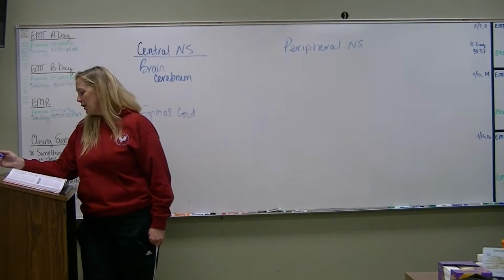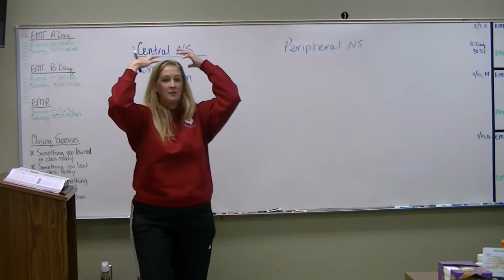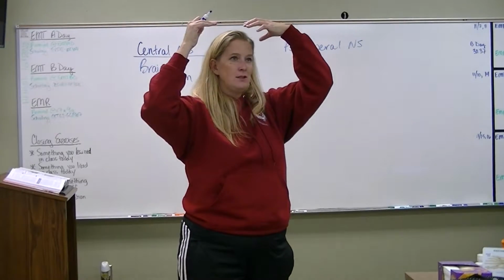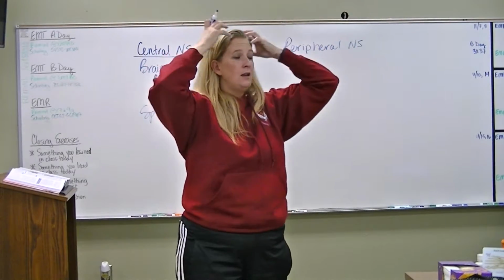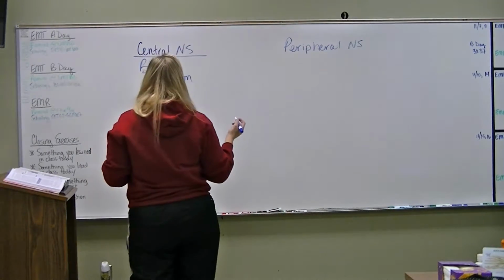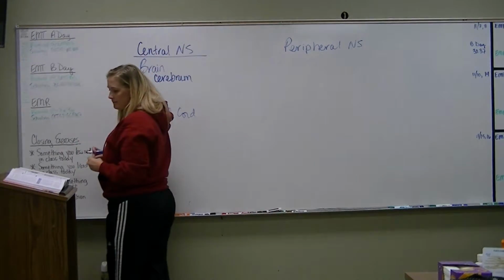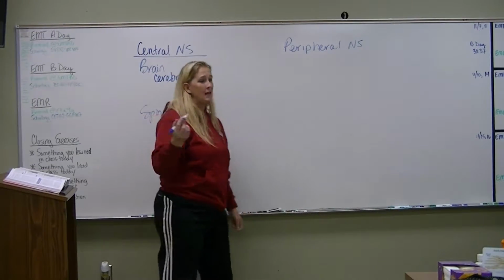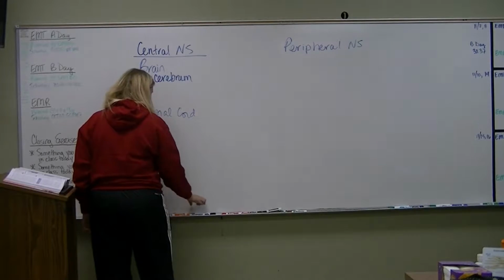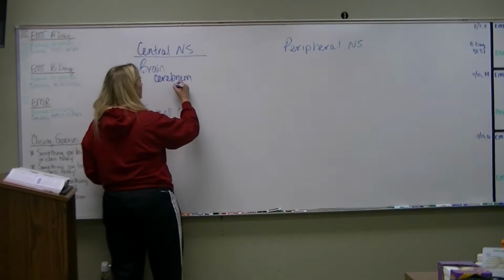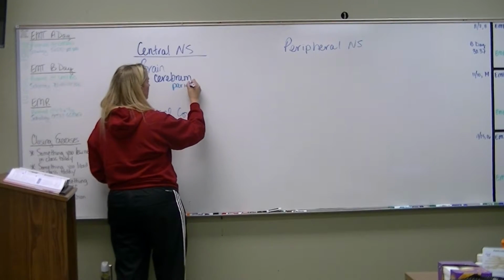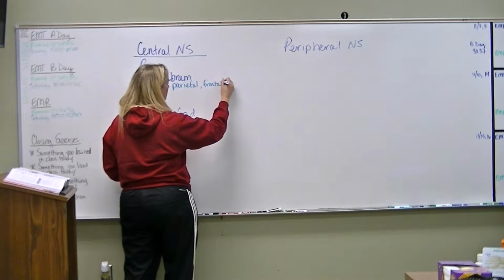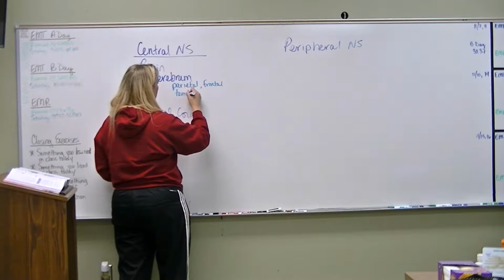Okay, what are the four lobes? So the cerebrum is split into two halves, right? You've got a right and left cerebrum, and in each of the cerebra you have lobes. And what are the four lobes of the cerebrum? Parietal. Okay, do they match with something that we've already learned? The bones, yeah. So what are the lobes of the cerebrum? Parietal, frontal, temporal, and occipital.